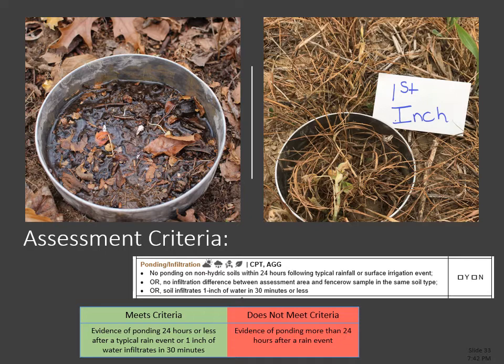Now, if we are on a bone dry field in July, that first inch of water doesn't count because then all you're doing is wetting that soil up. And this infiltration method is looking at infiltration of water when the soil is at field capacity. So again, if we are too dry, you need to put water through that ring first, that first inch through, and then you time and measure the second inch.